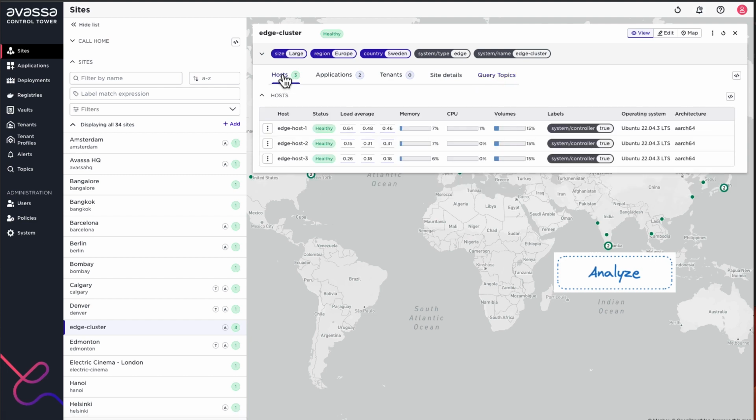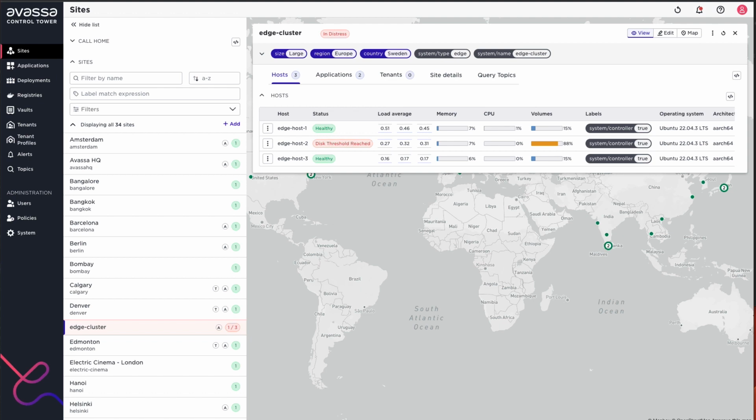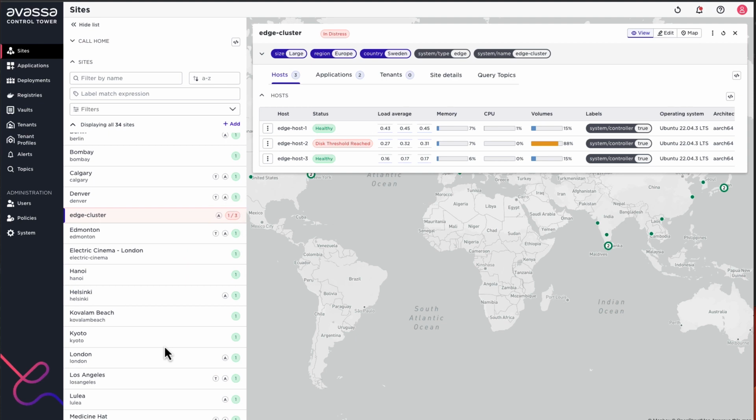Let's go back. Let's see the hosts here. And at this point in time, we can generate a problem. So here, I created a large file, and we can see immediately that by the built-in host monitoring, we get an indication here of the volume usage. We also change the state of the host, that this threshold is reached, and also the complete cluster indicates that we have a problem in this cluster. 1 out of 3 hosts have a problem. You can see how it propagates all the way up to your site overview list here to the left.